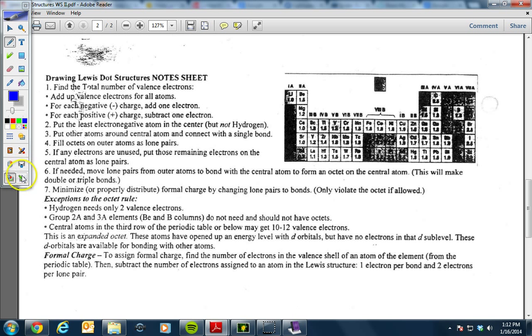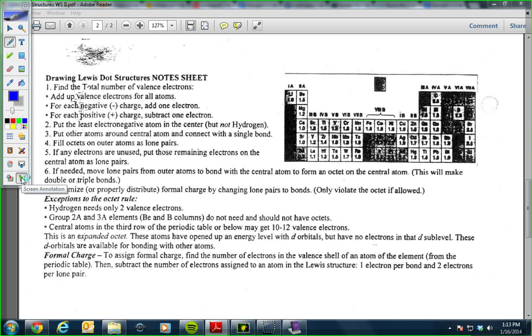But what I quickly want to show everybody is that there are 3 exceptions to the octet rule. There are 3 times when we will not have 8. Obviously, we know that the octet rule means 8.